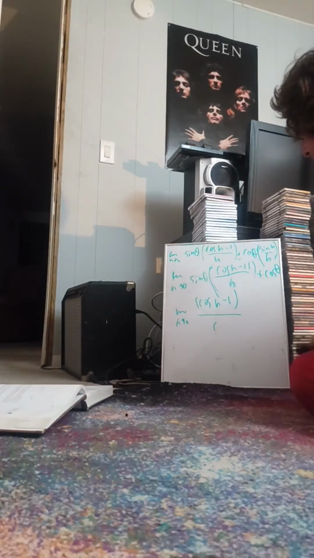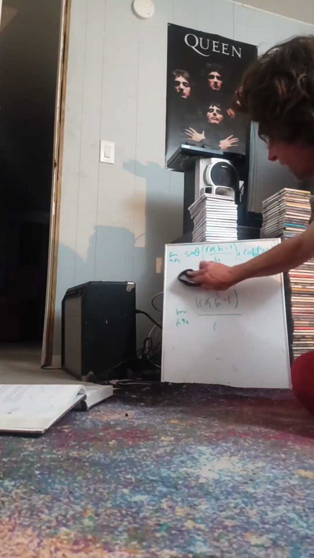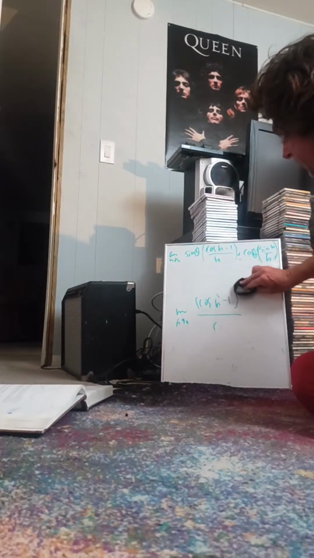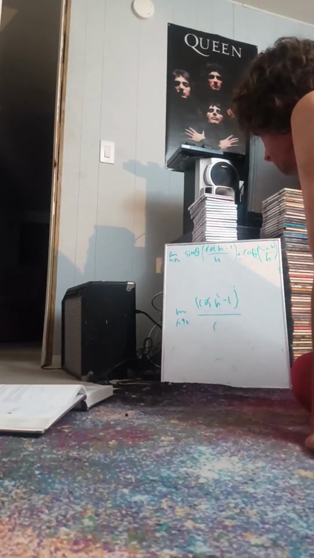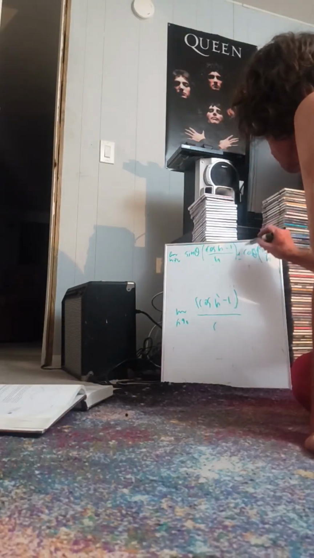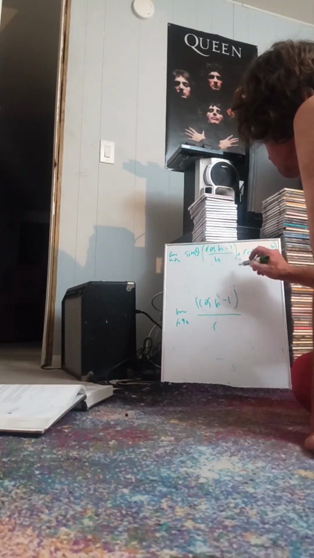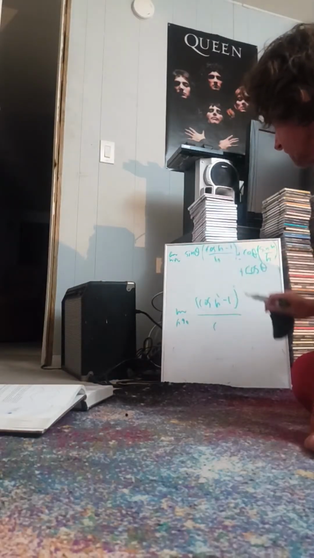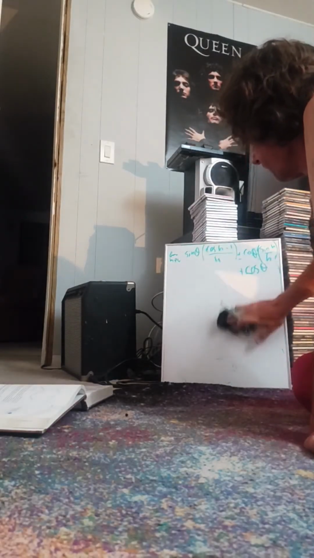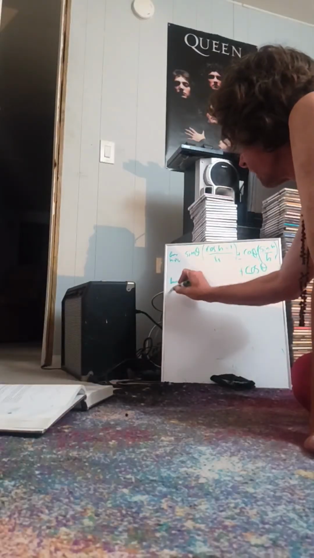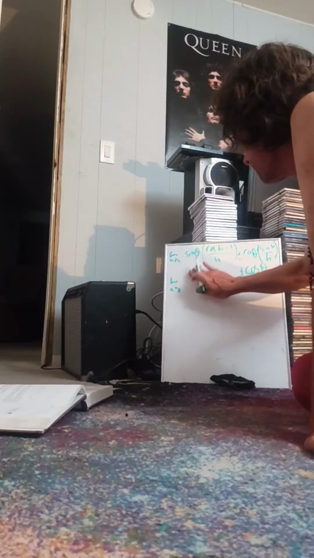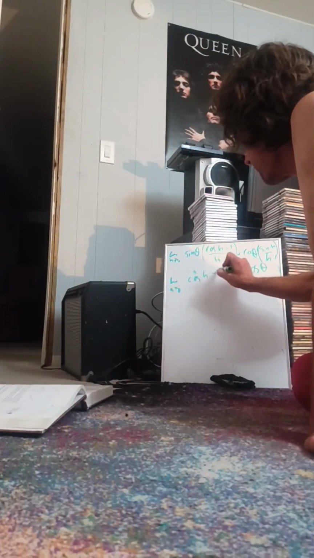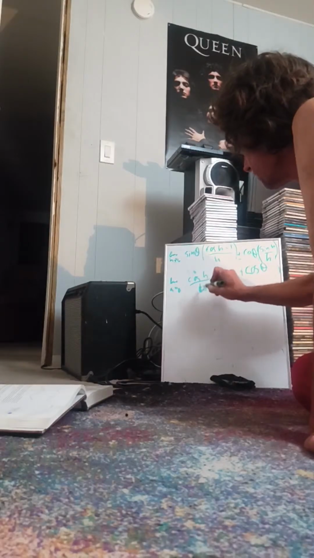What are you going to do? I started off with a typo. That's all that was. Okay, so now we have this, which I wrote here. This is 1, so this just becomes cosine theta. That's this part right here. We're working on this part now. So let's do it. Limit as h approaches 0 of cosine h minus 1 all over h. What are you going to do?